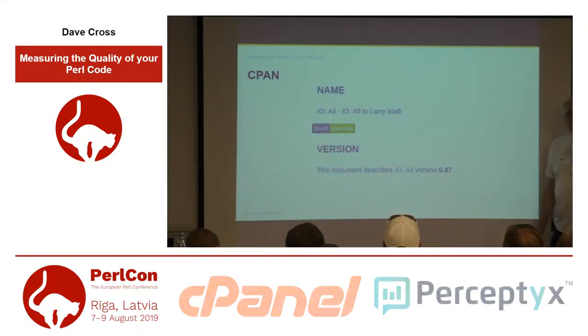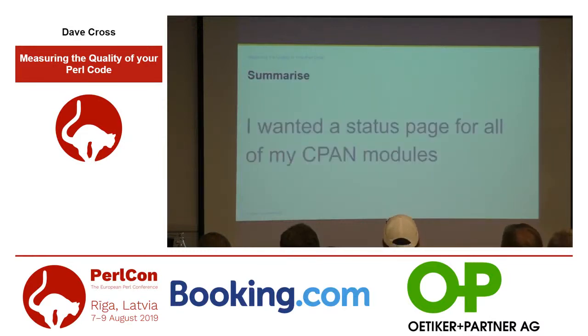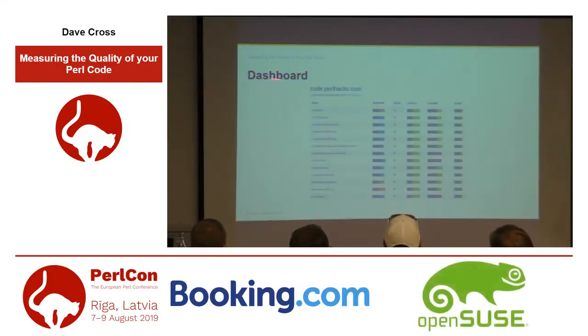Quite often on GitHub, at the top of the README, you'll see four or five badges stacked up, showing you the current status of the repo. But I decided I wanted a status page for all of my CPAN modules. All this other clever stuff I've been talking about is stuff that other people have written. In the last couple of minutes of the talk, I can talk about stuff that I've written. So I built this dashboard page, which you can see running at code.perlhacks.com.